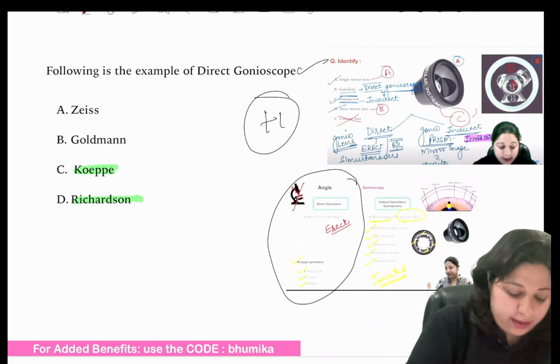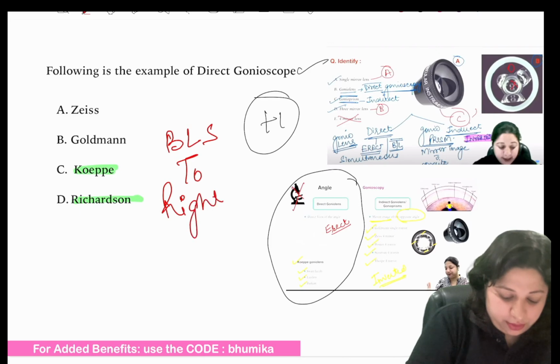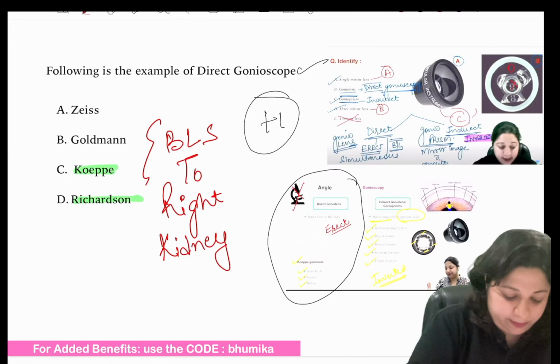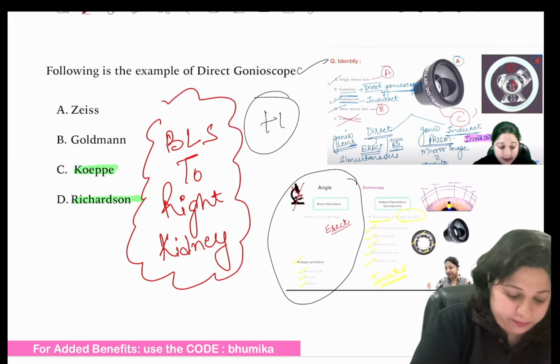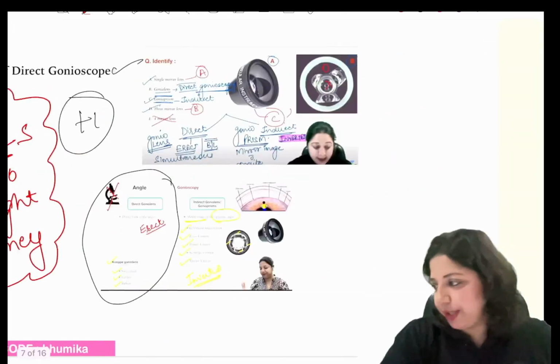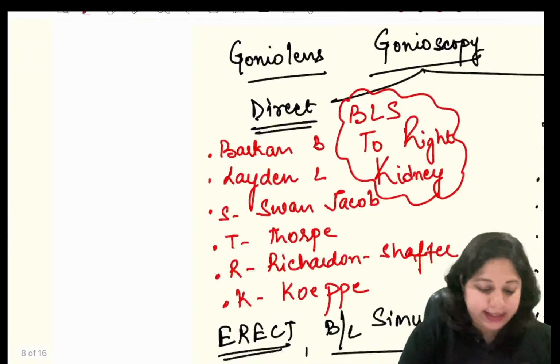So here I will again write here: it is BLS to right kidney. Done? Okay. So we move on to the next one now.